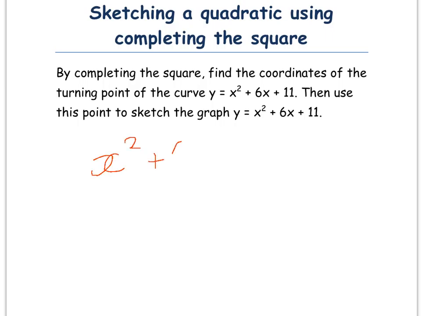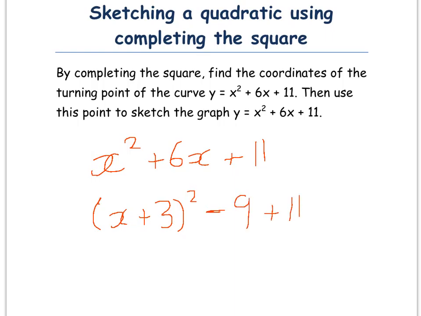plus 6x plus 11. Now remember, to do this you need to halve the coefficient of x. So firstly you get x plus 3 squared. Now if you remember rightly from when you watched the video on completing the square, when we expand this part here, we're going to end up with an extra 9 that we do not require. So we subtract 9, and we've also got that plus 11 we already had.